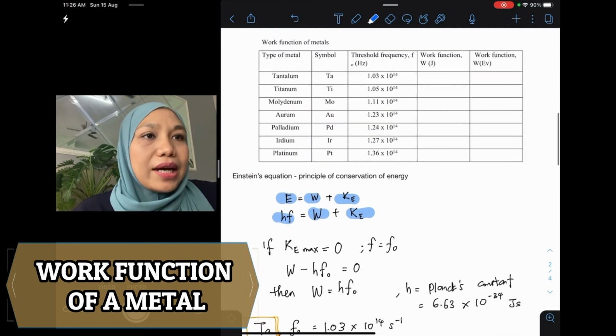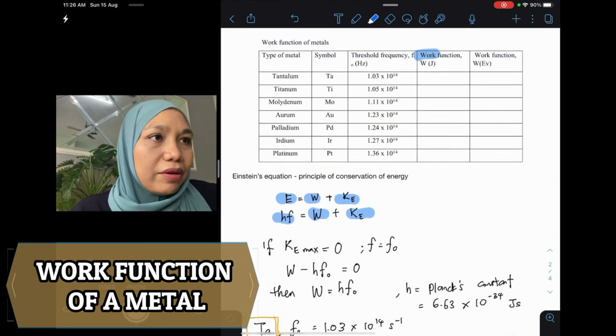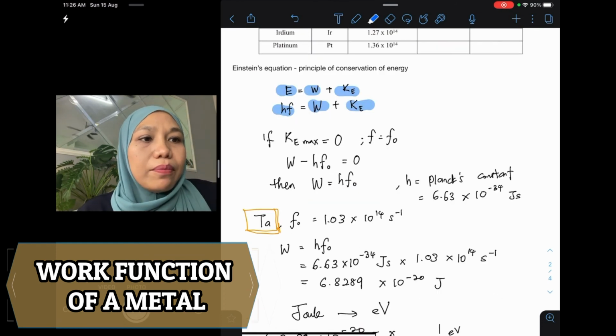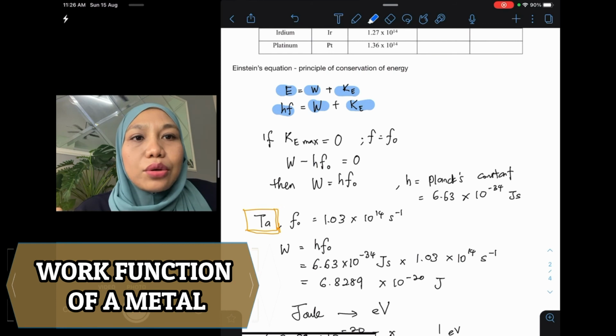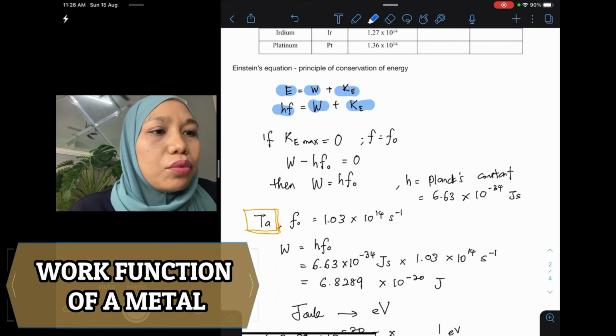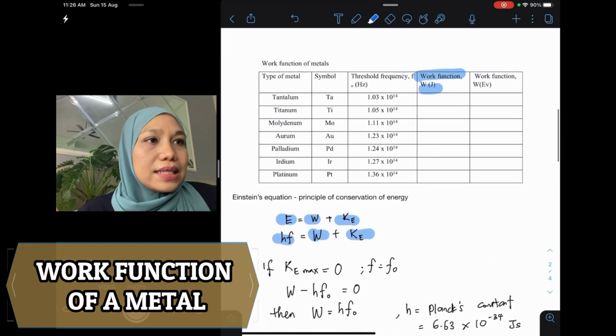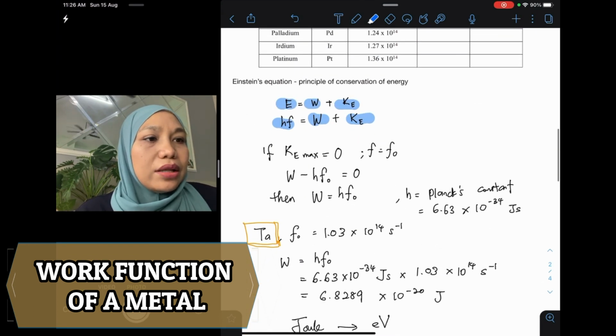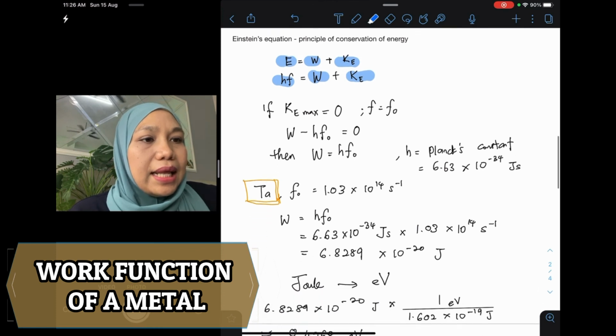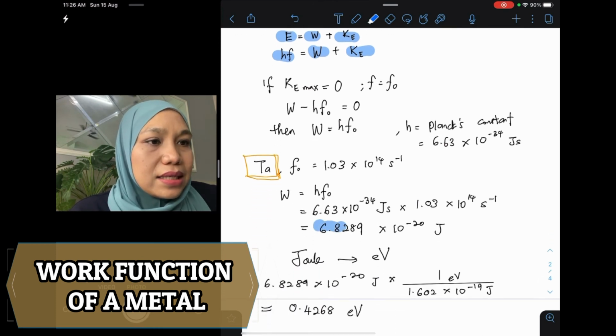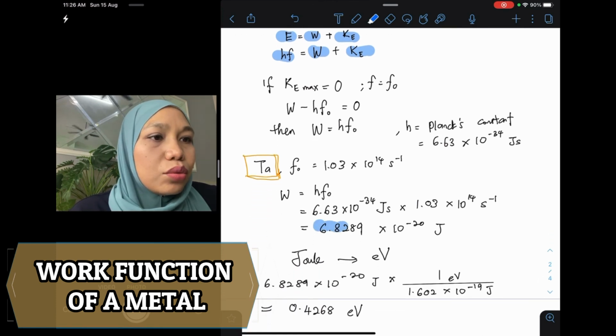So let's try tantalum and find the work function in joules. The f naught is 1.03, so the threshold frequency equals 1.03 times 10 to the power of 14 hertz. We change the unit to per second and then we will get the answer as 6.8289 times 10 to the power of negative 20 joule.